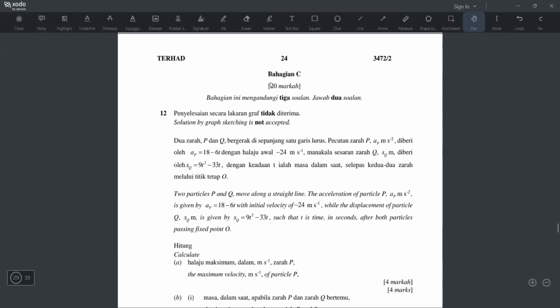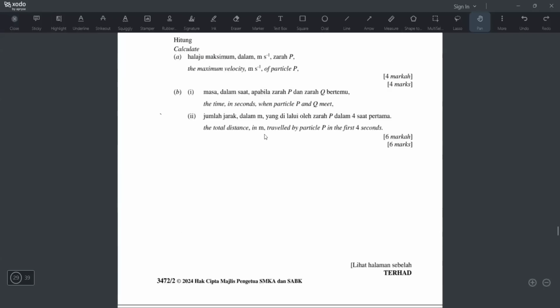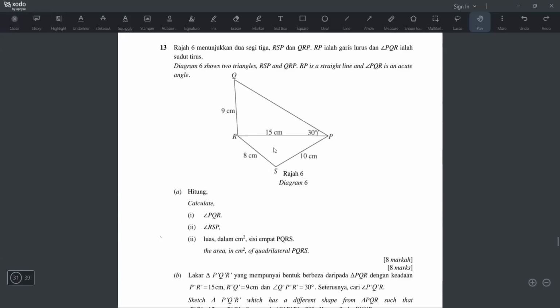Now I'm at bahagian C. Bahagian ni mengandungi 3 soalan, jawab dua soalan. Actually, they silap already this one. This one is 4 soalan, jawab 2 soalan. But in this video, I will jawab 3 soalan. I won't jawab the kinematics, so number 12 I will skip and I will jawab 13, 14, 15. In the exam you just choose 2 only lah, but in this video, I recommend when you study, do 3 so that you have 1 backup.